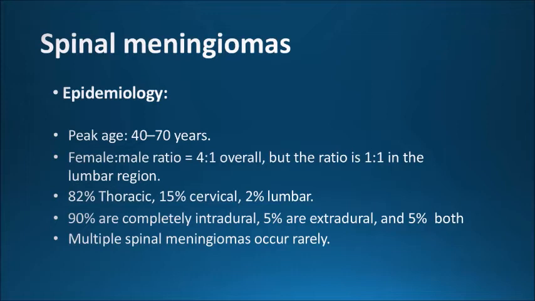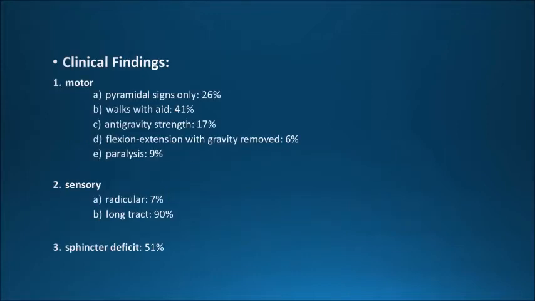Then the multiple spinal meningiomas, they can also occur but rarely. The clinical findings will again be divided into the local symptoms and then the neurological deficit and the sphincter deficits. So here we can have the motor and the sensory changes as well, along with the sphincter changes in cases of the spinal cord meningiomas.